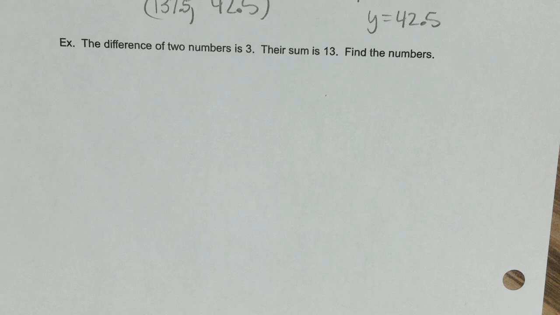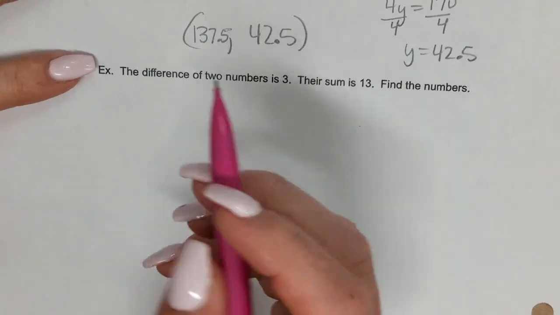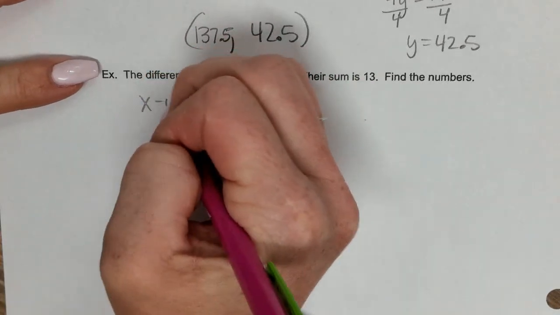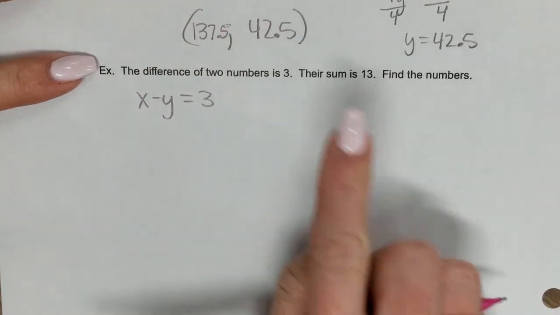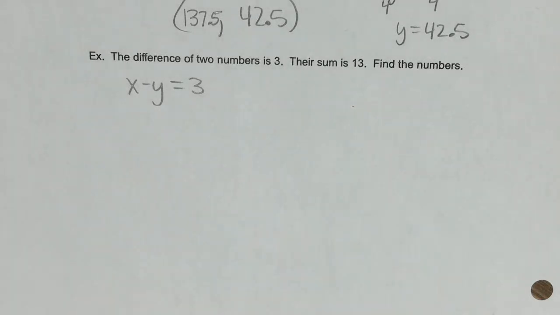All right, let's see what you wrote for the difference of two numbers. The difference of two numbers is 3. So x minus y equals 3. Okay, we got it. Their sum, meaning they add up to equal 13.